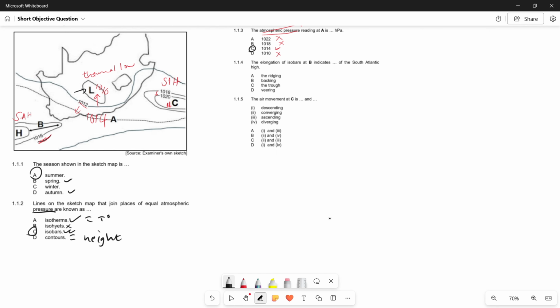Okay, so 1.1.4, the elongation of isobars at B indicates something of the South Atlantic high. Elongation of isobars. Let me quickly explain this concept. When you see a high pressure system with elongated isobars, we call this a ridge, or ridging. And when you see a low pressure system extending its isobars, we call that a trough.